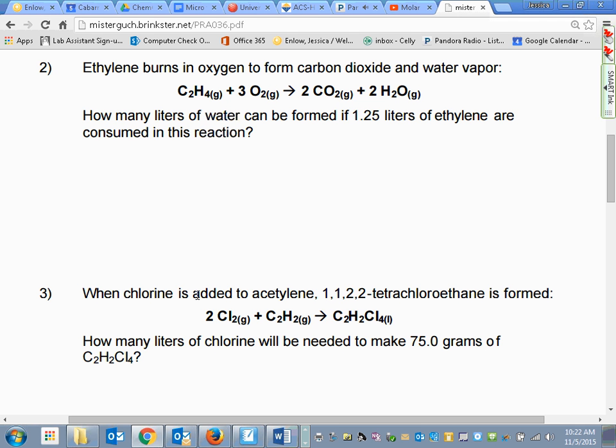If I want to just go straight stoichiometry, great, let's start with the liters. 1.25 liters of ethylene gas, C2H4. Okay.